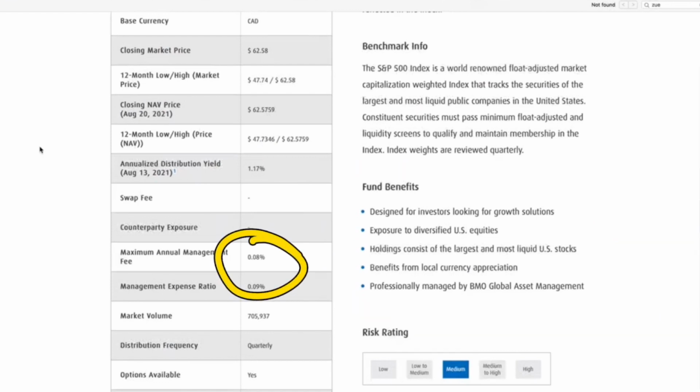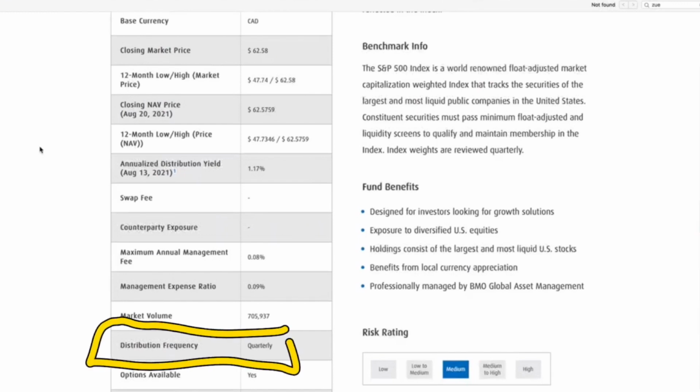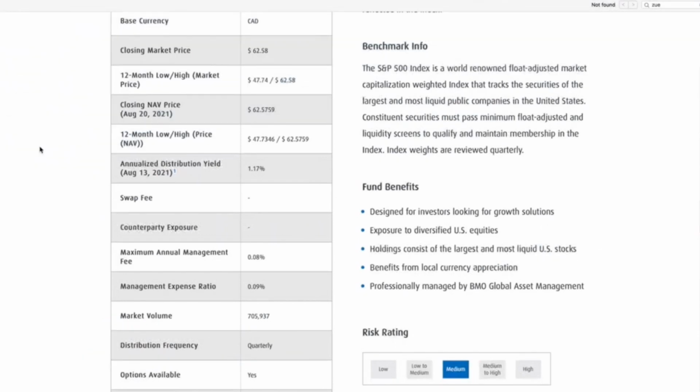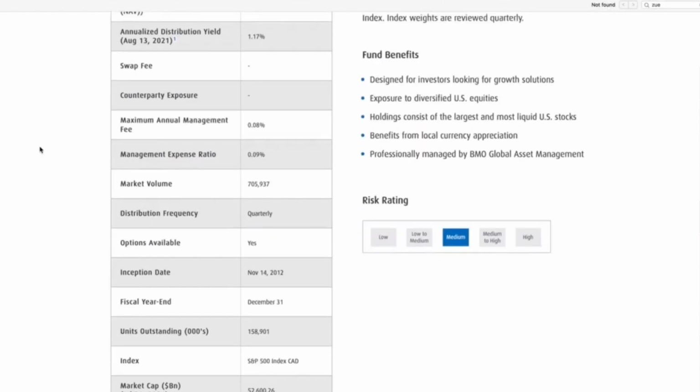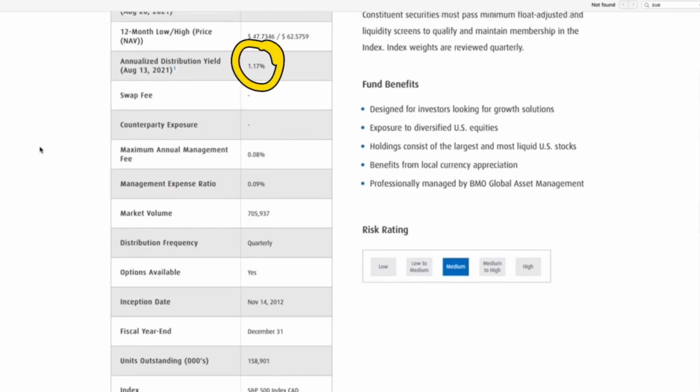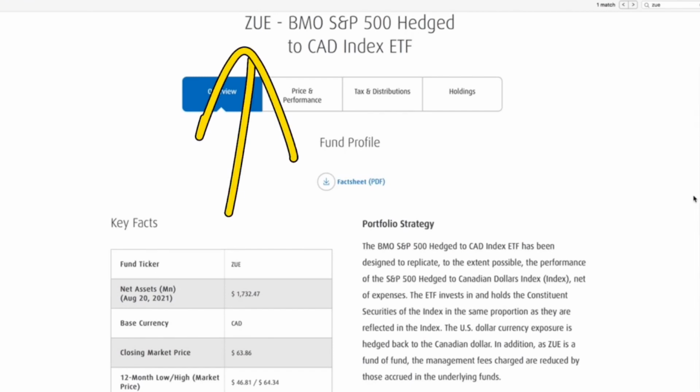Its management fee is 0.09%. So it's really not that expensive when it comes down to it. It does pay a dividend every quarter, and generally speaking, it does get higher every single year. And the current average market volume is around 705,000 shares being traded every single day, so it's very easy to get in and out of this ETF. Its dividend is also 1.17%. Meanwhile, ZUE is a hedged S&P 500 ETF.